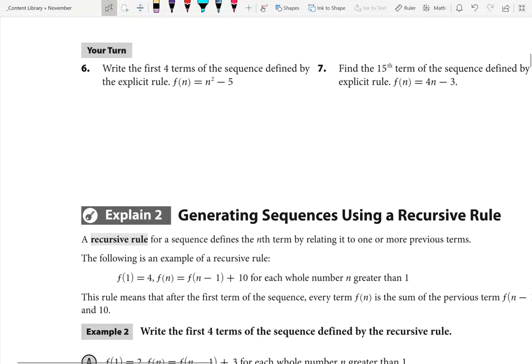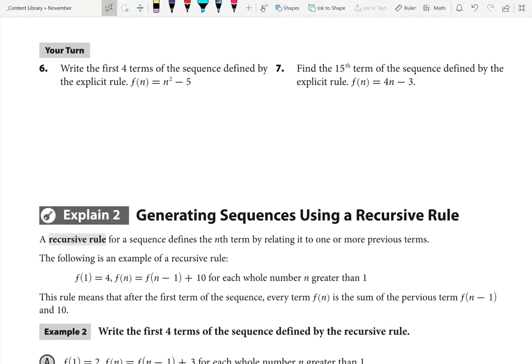So number 6 and 7, let's practice this. Okay, so number 6, write the first 4 terms of the sequence defined by the explicit rule, f of n equals n squared minus 5. So we're looking for the first 4 terms. I like to draw my list out and then fill in the spots. So in order to find the first term, I just got to plug in 1, right? Our first term is 1 squared minus 5. Now 1 squared is just 1, and 1 minus 5 makes negative 4. So my first term is negative 4.